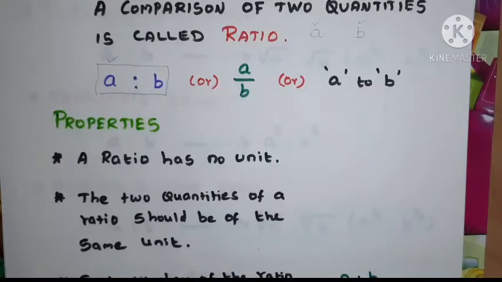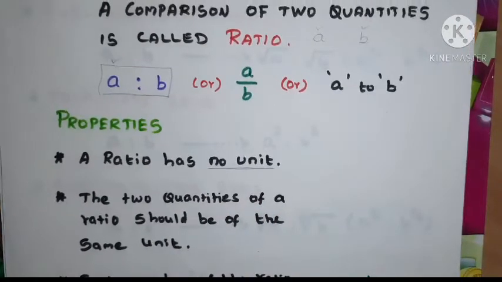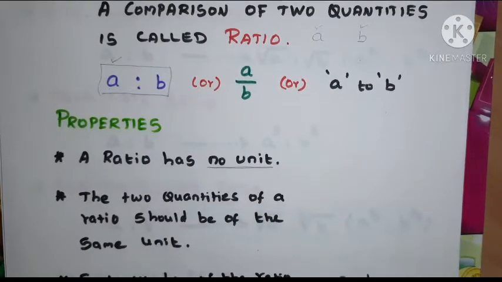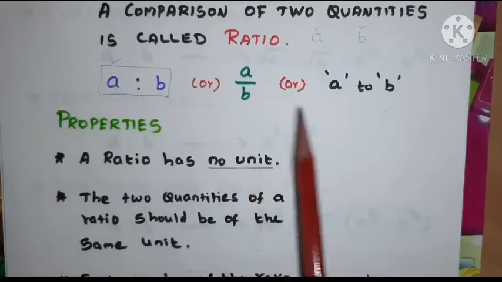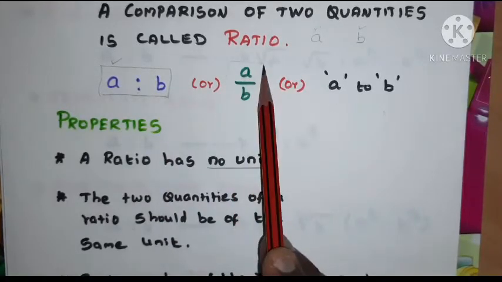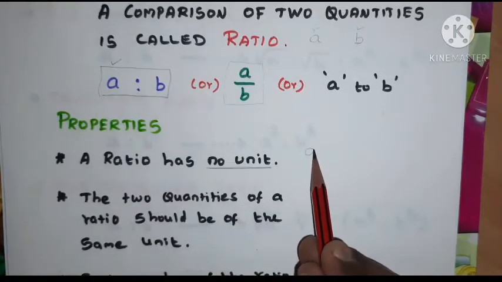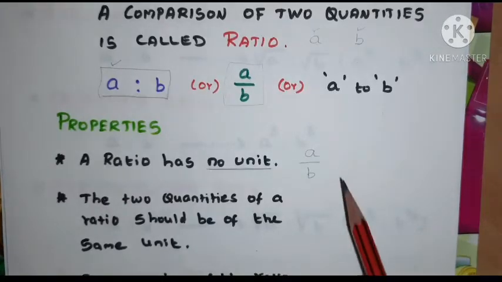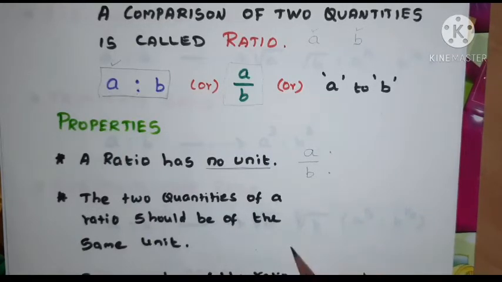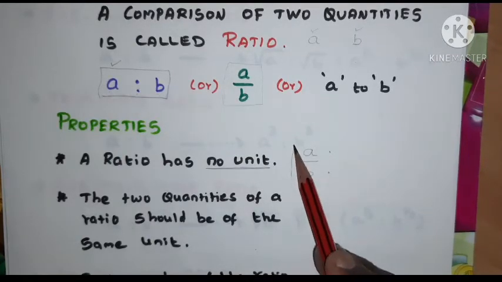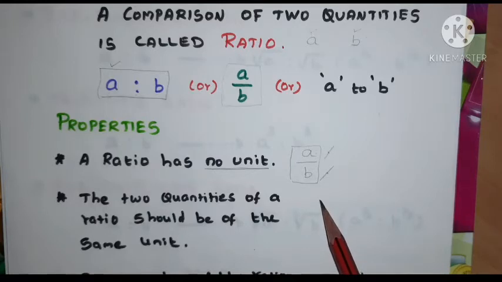The first property is that a ratio has no unit. Of course, a ratio has no unit, it's a number. How? Look at these different forms, A is to B or A by B or A to B. As I said, I am taking A by B, right? If the two quantities are A divided by B, look at the numerator and denominator. The numerator has one unit and the denominator has one unit, and when we are expressing the ratio in this form, definitely the numerator unit and denominator unit will cancel each other.